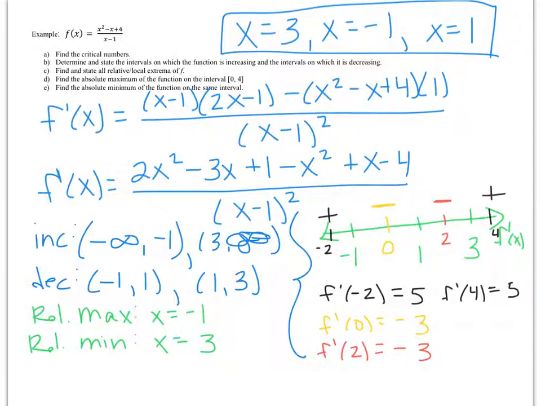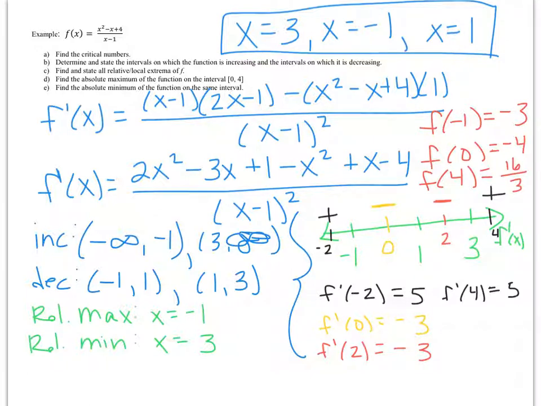So in order to find absolute max, I need to find what is f of -1, and then I also need to know what's happening at my endpoints. What's happening at f of 0, and what's happening at f of 4. And again, I need to plug those in to the original to get those values. Okay, so after doing calculations, I plugged in f of -1, I find that it equals -3. When I plug in 0, I find I get -4. When I plug in +4, I get 16 over 3.